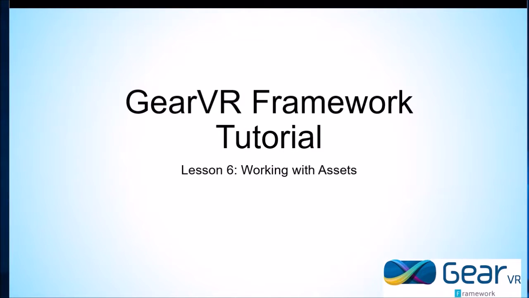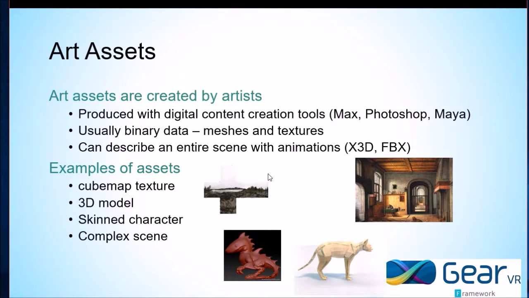In the final lesson of the GearVR framework tutorial, we're going to learn to work with assets. These are things that are not created programmatically inside GearVRF. Instead, they're created by artists. Usually the assets are produced with digital content creation tools like Max or Photoshop or Maya, and most of the time they're binary data like meshes and textures. Sometimes an asset can describe an entire scene, including animations and interactions, like the X3D file format can do.